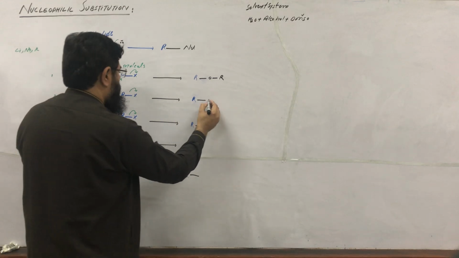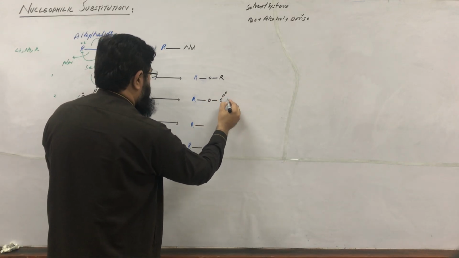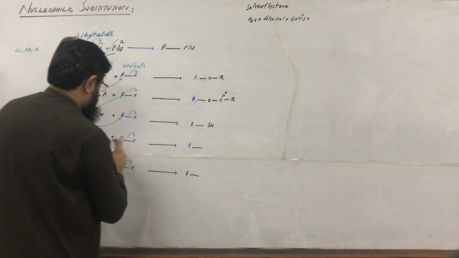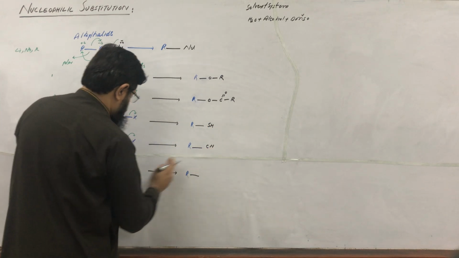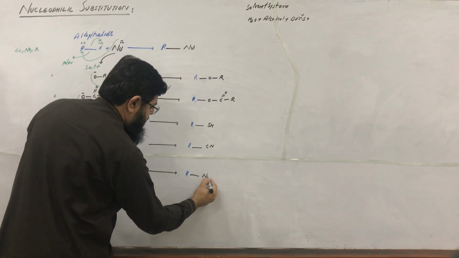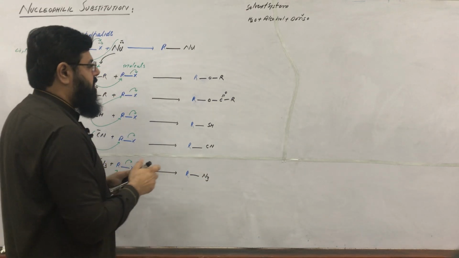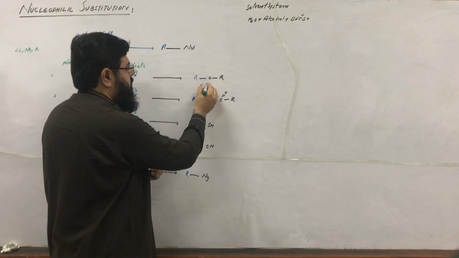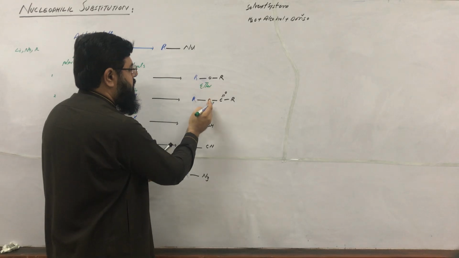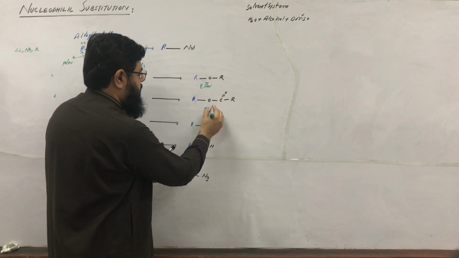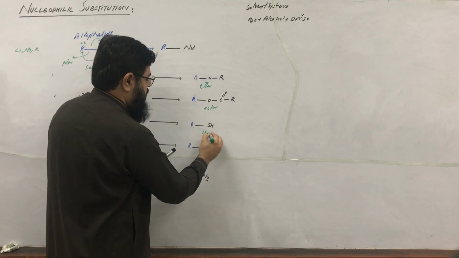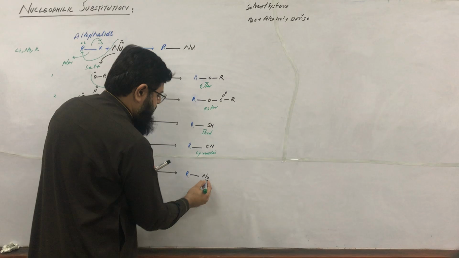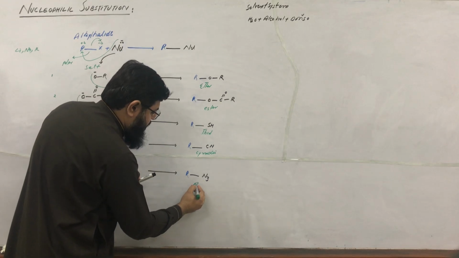Next one is ROC double bond OR. Here will be RSH, here will be RCN, and in this case will be RN3. So this class, as all of you are very much familiar, is called ether. This is ester. These are called thiols. This is called cyanide, and this class is called azides.